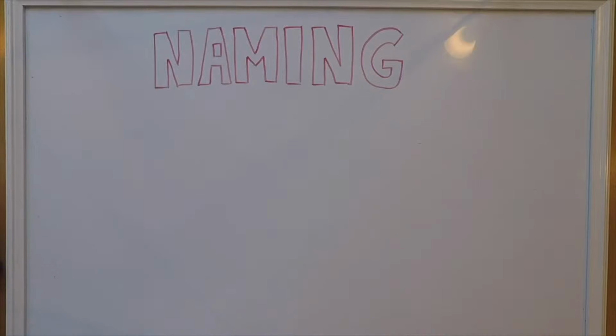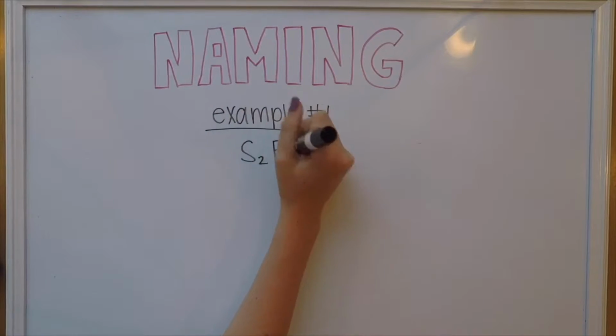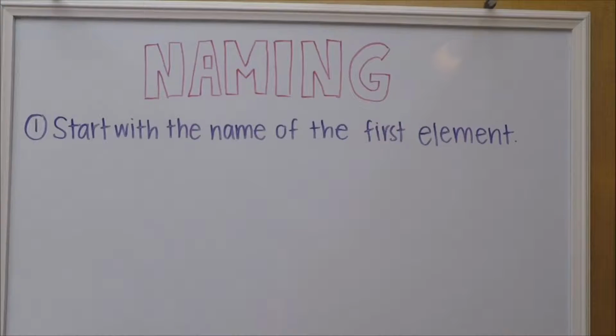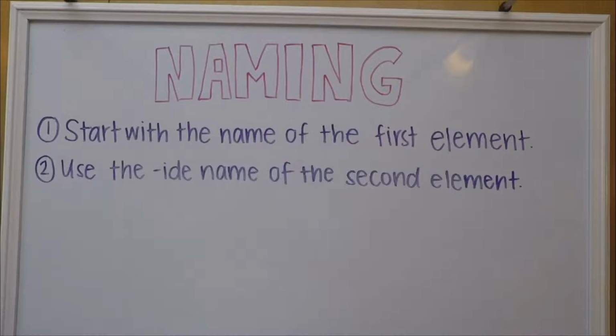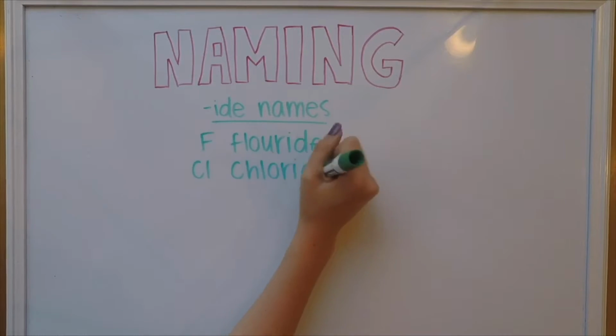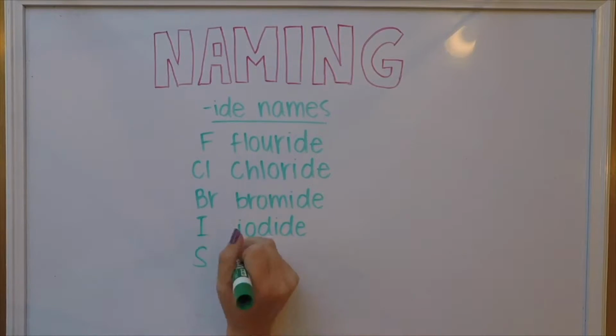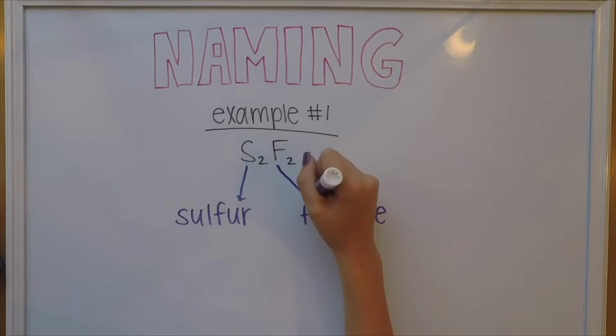Now I have a few examples to show you how these steps work. Our first example is S2F2. Now we use the 5-step process. The first step is to start with the name of the first element, which is sulfur. The second step is to use the IDE name of the second element. Here I have provided the IDE names of some of the most common elements. For this example, the IDE name of fluorine is fluoride.